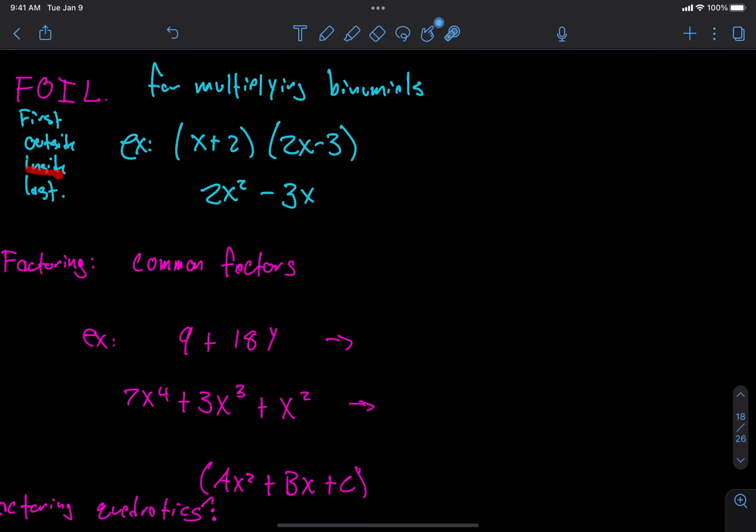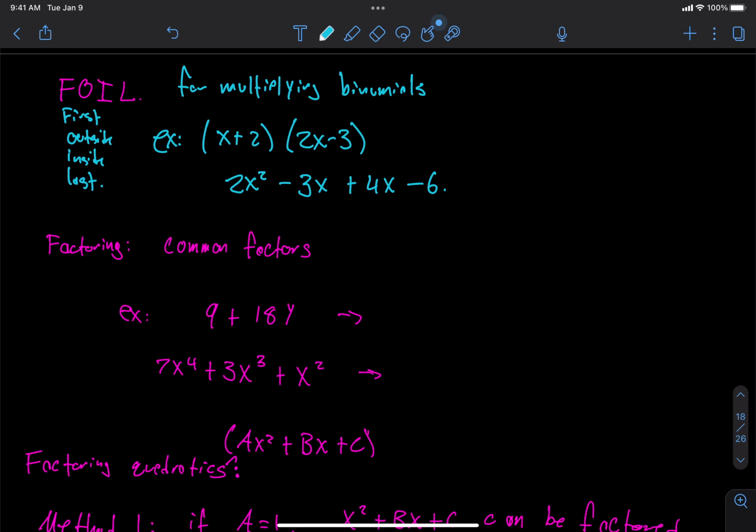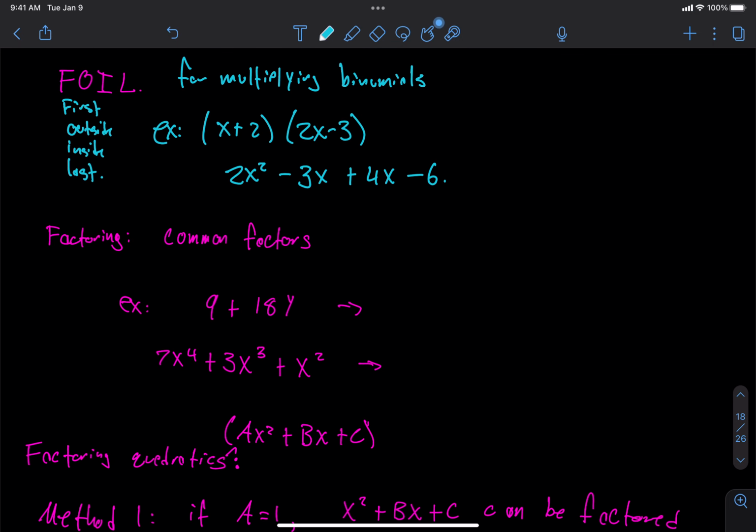And now I need to do the inside. What I mean by inside are the two, which are, I guess if you think about this as like, okay, outside is this direction, and then inside is this direction. Then you can see 2 and 2x are going to be my inside terms, so I get a plus 4x for multiplying those together. And now I need to do the last terms, which in this case are 2 and negative 3, so I get a minus 6. Okay, I think FOIL is probably, for the most part, familiar to you all.